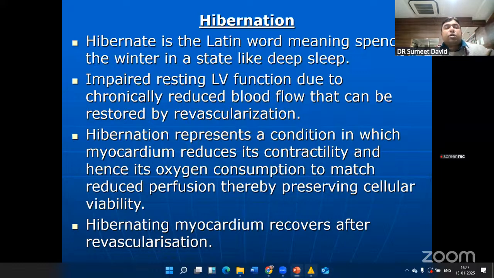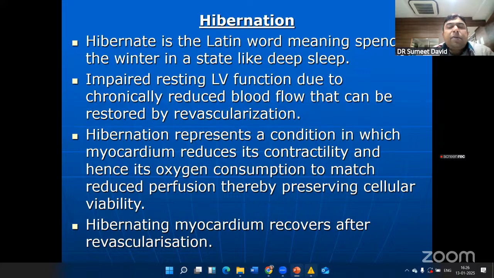Sorry for the delay. So hibernation is the Latin word meaning to spend the winter in a state like deep sleep. So impaired resting LV function due to chronically reduced blood flow can be restored by revascularization. So in this, you have to revascularize so that the LV function returns to normal. But in stunning, it can return to normal after a few days.